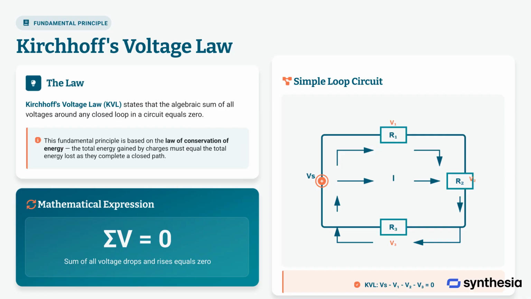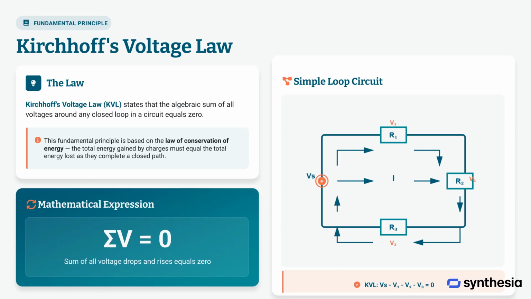Kirchhoff's voltage law states that the sum of all voltages around a closed loop in a circuit equals 0. This law is based on the conservation of energy. In simple terms, the energy supplied by a source must equal the energy used by the components in the loop. Mathematically, we write it as sigma vi equals 0.